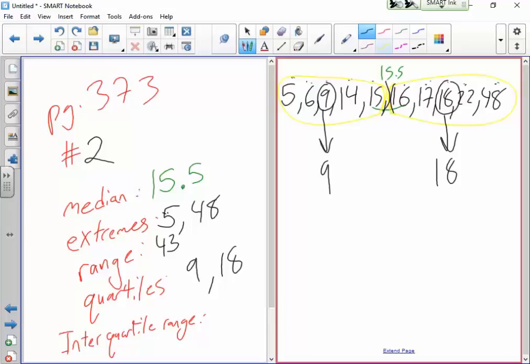Why don't you tell a neighbor? Talk to each other. You subtract the lower from the upper. Okay, tell a different person now. You subtract the lower. Okay, tell a different person now. You subtract one from the other.